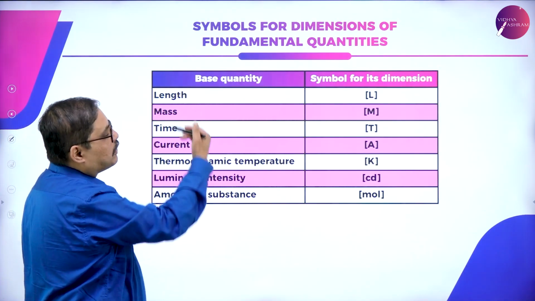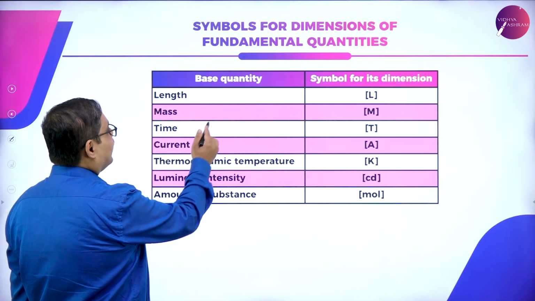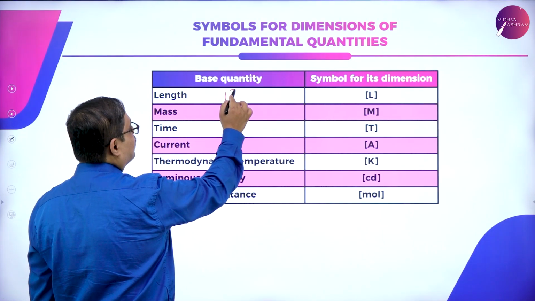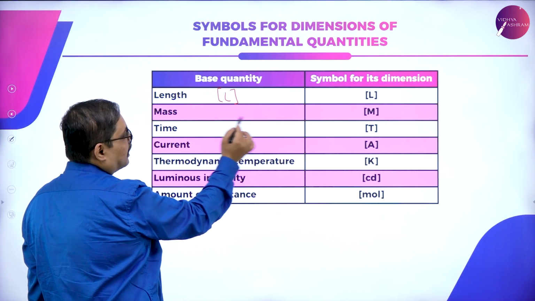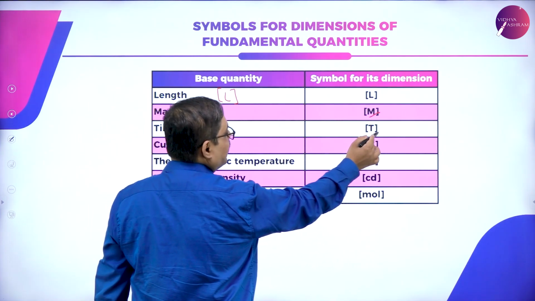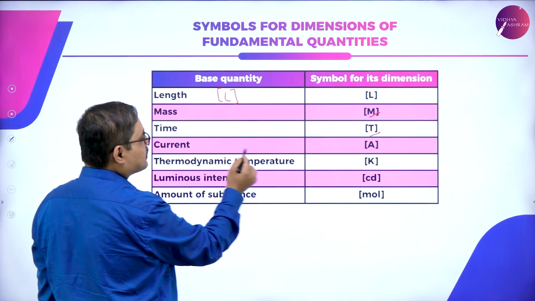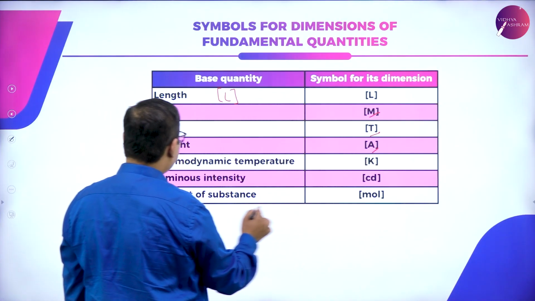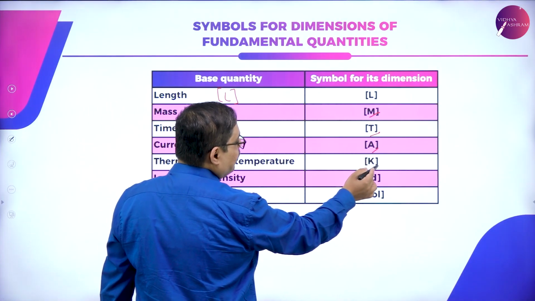Symbols for dimensions of fundamental quantity. Length is expressed as L within square brackets. Similarly, mass is expressed as M. Time is expressed as capital T. Current is expressed as capital A. Thermodynamic temperature as capital K.